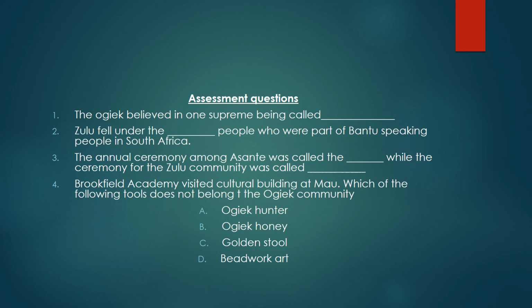Number 3, the annual ceremony among Asante was called the dash, while the ceremony for the Zulu community was called the dash. And then finally, number 4, Brookfield Academy visited cultural buildings at Mau. Which of the following tools does not belong to the Ogiek community? We have Ogiek hunter, Ogiek honey, golden stool, and the beadwork.